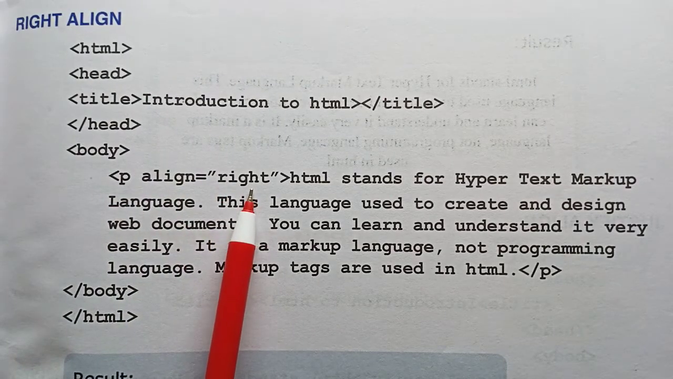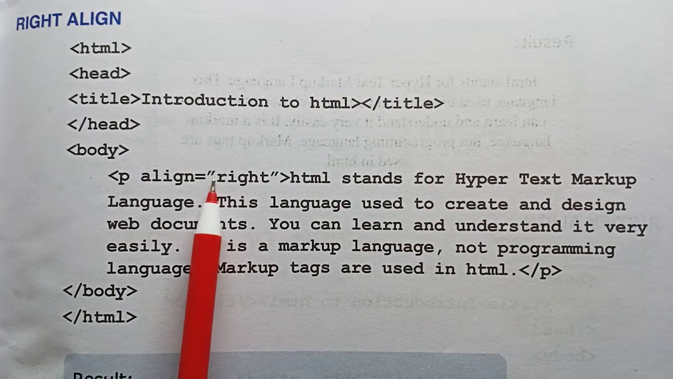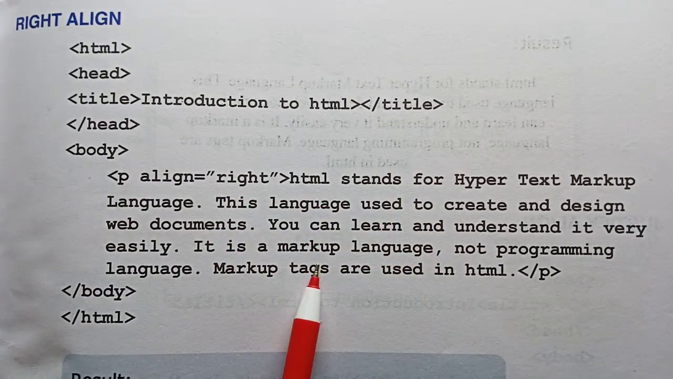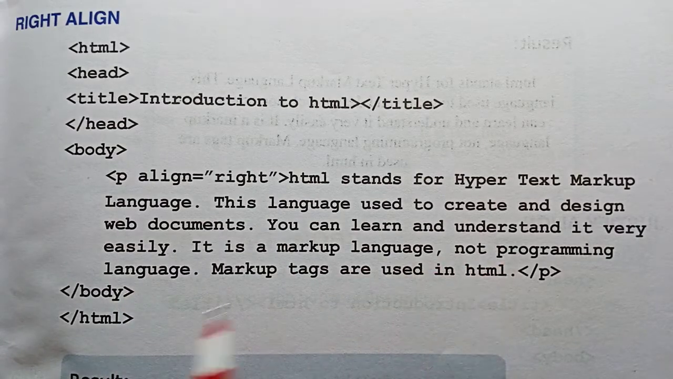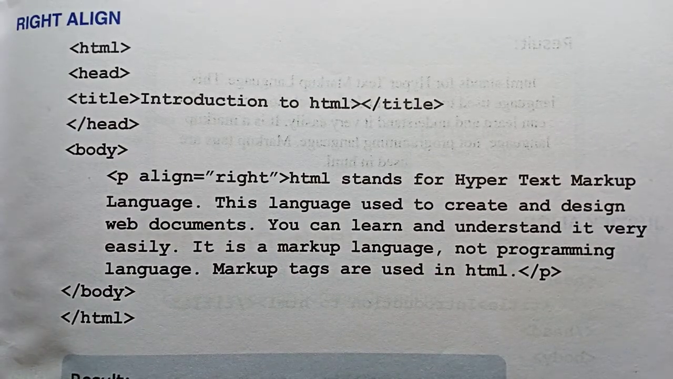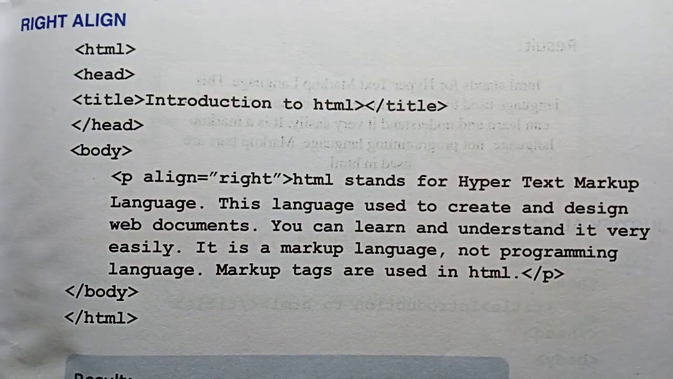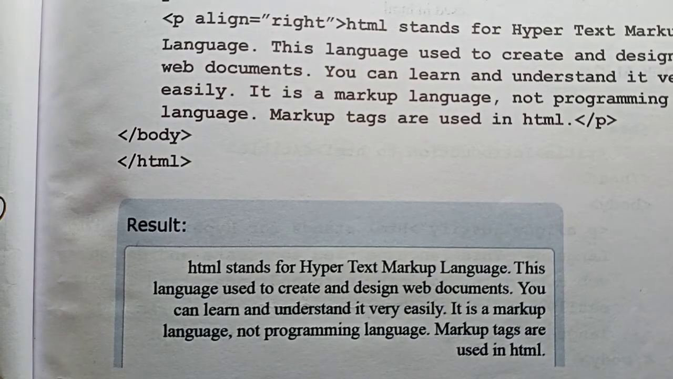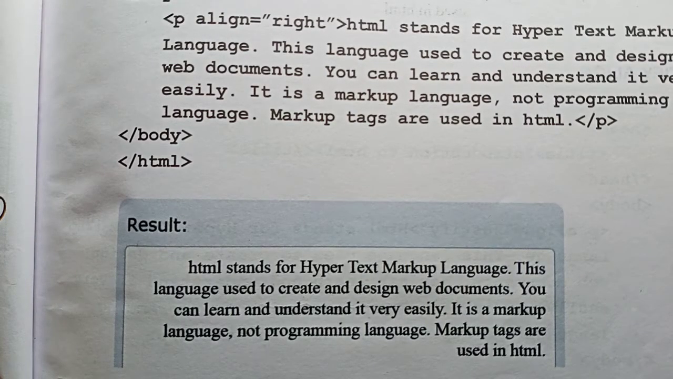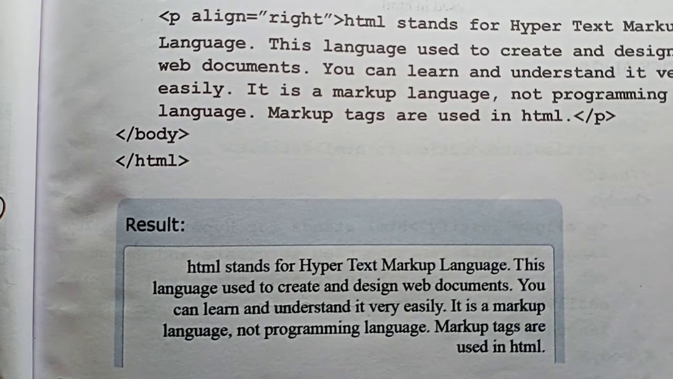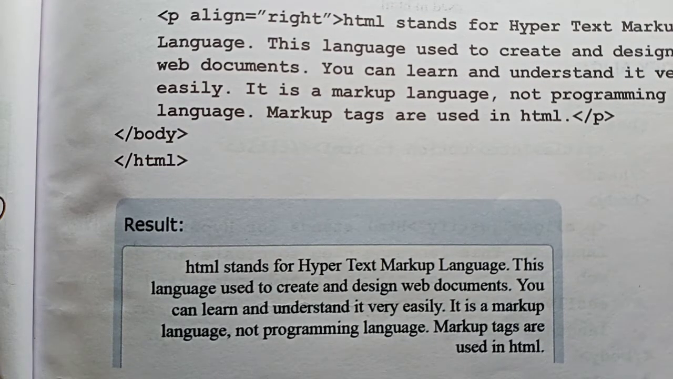to. And this time we are going to place it onto the right. So we have written right. Then we have to write the paragraph, close the body, paragraph and the HTML. You can see here in the output, this paragraph is right aligned. The paragraph is written from the right side with respect to the page.